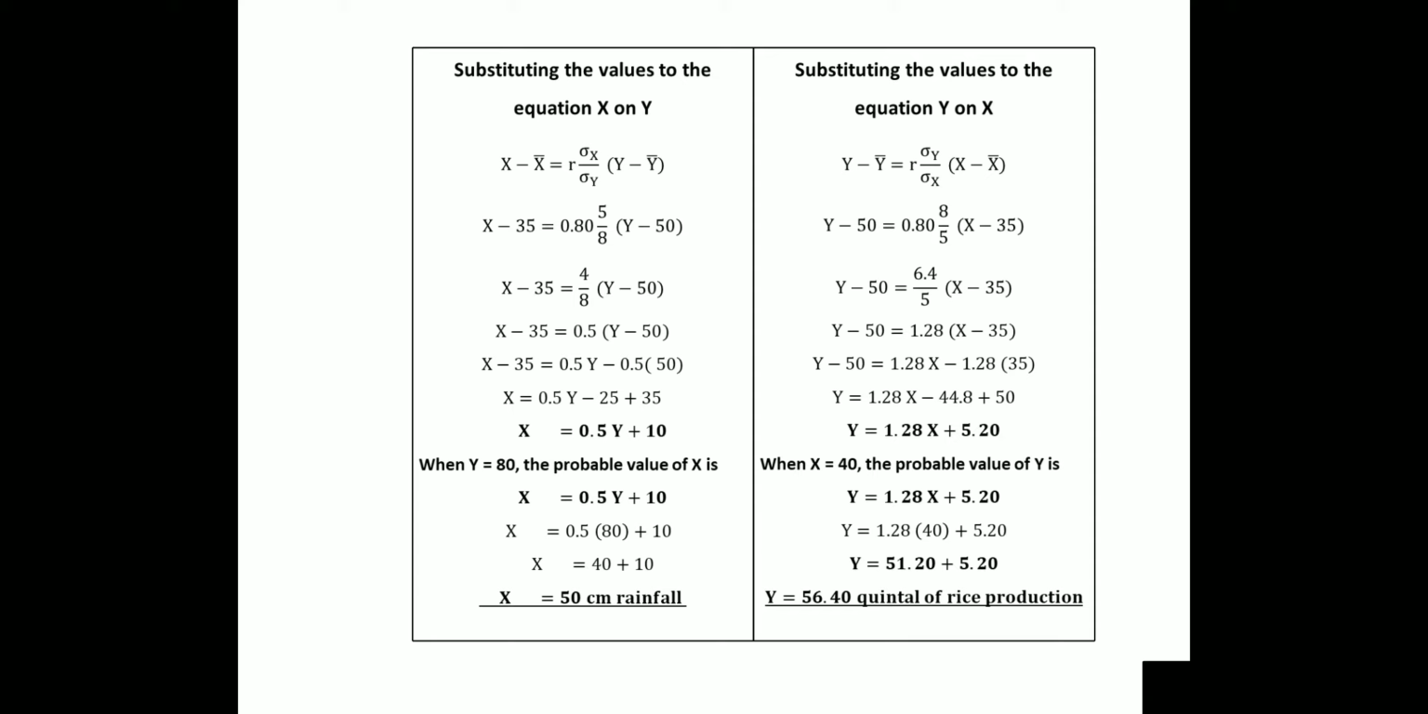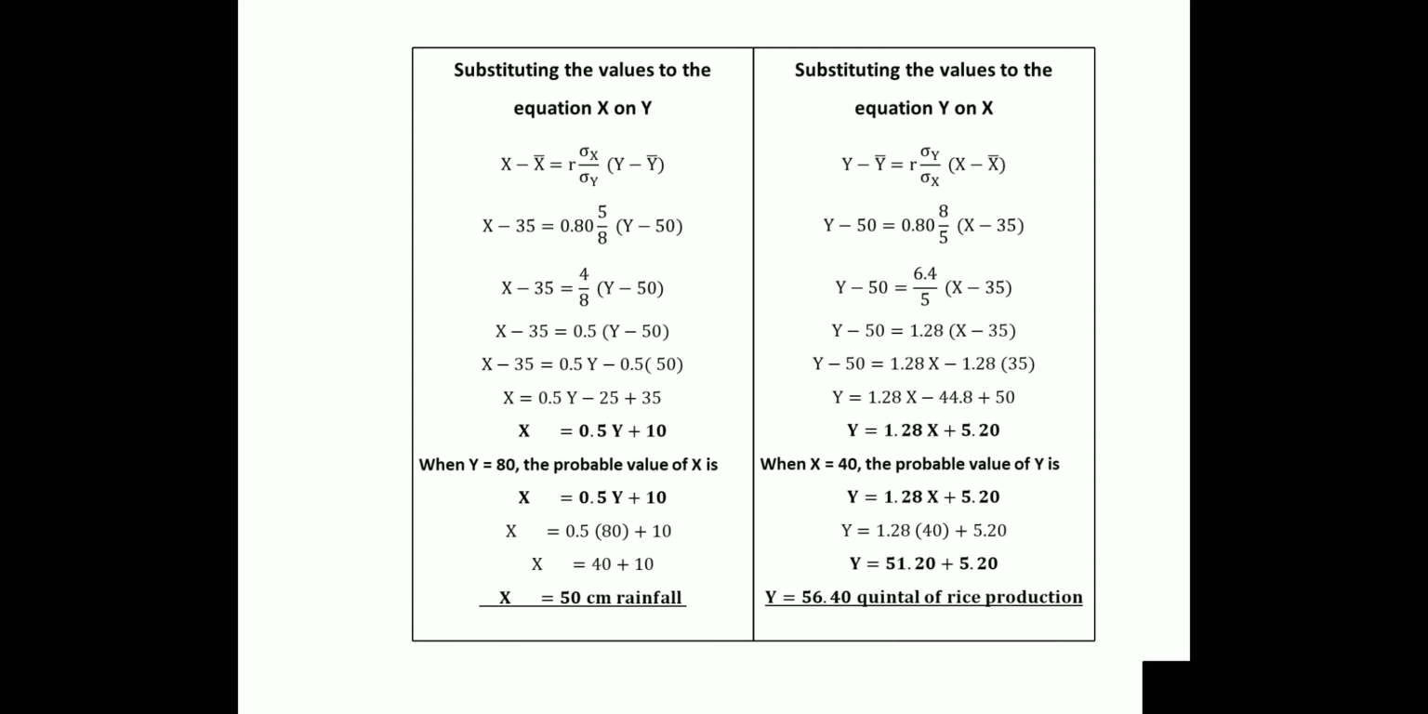That is, when the rainfall is 40 centimeters, you should calculate the probable rice production that could be produced. So when we substitute the value 40 into the y on x equation, the answer that we get is y is equal to 56.40. So we can say that when the rainfall is 40 centimeters, then the production of rice could be 56.40 quintals. So this is the analysis part.